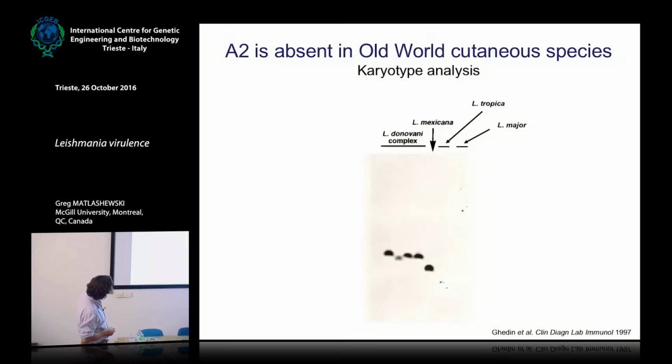It is also present in L. mexicana here as well, but the gene was absent in Leishmania tropica and Leishmania major. Okay, so it wasn't present in all of the strains, particularly these ones which are involved in cutaneous leishmaniasis in the Old World. And so we looked at what's going on in these parasites, why they don't have the gene in tropica and major.